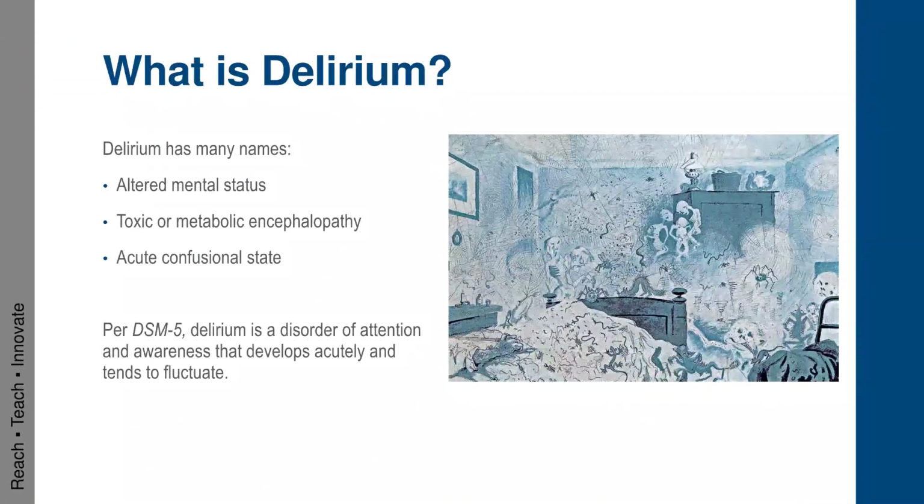So what is delirium? Delirium has many names. You may see it as altered mental status, toxic or metabolic encephalopathy, or an acute confusional state. But they all are really synonyms for this problem, which is a disorder of attention and awareness. It develops acutely and it tends to fluctuate. It really is a problem related to some type of medical problem. Some type of illness is typically the underlying cause of delirium or perhaps a medication, and so we need to seek the causes.